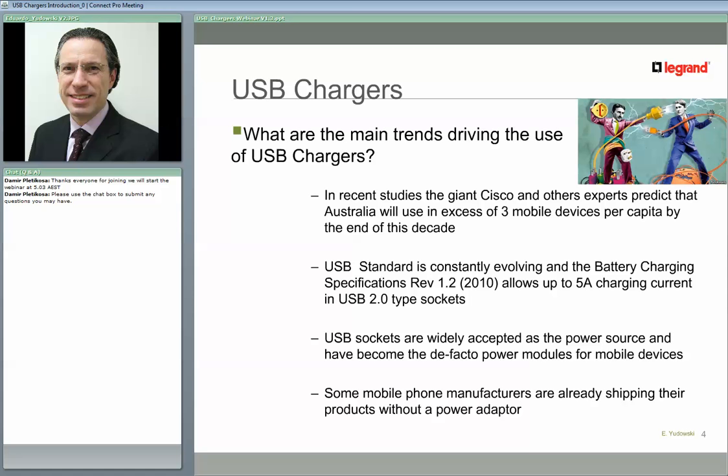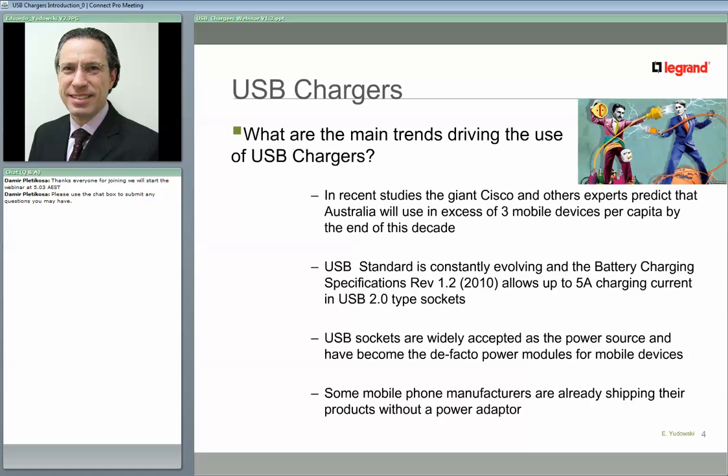What are the main trends driving the use of USB chargers? Well, one of the recent studies performed by Cisco and other experts predicts that Australia will use in excess of 3 mobile devices per capita by the end of this decade. The USB standard is constantly evolving, and the Battery Charging Specification revision 1.2, adopted in 2010, allows up to 5 amp charging current in the USB 2 type socket, which is the picture we had at the beginning of this presentation, the rectangular, most common one that we normally use.